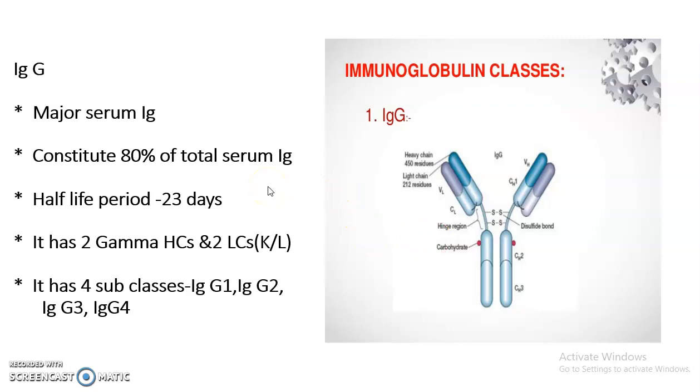IgG constitute about 80% of total serum immunoglobulin. Half-life period is 23 days. And the heavy chains are two gamma chains, and we can see two light chains, either kappa or lambda. IgG has four subclasses: IgG1, IgG2, IgG3 and IgG4.